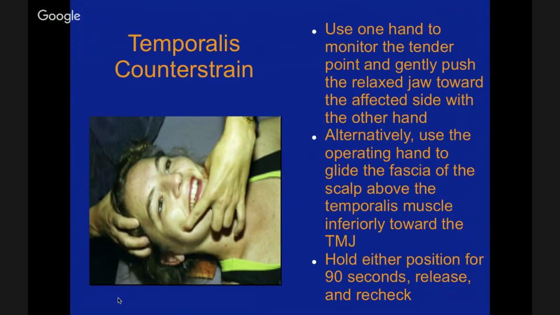The general principle for counterstrain is you want to bring the muscle into a relaxed state, and then you hold that position for 90 seconds, release and recheck, and you always want to be monitoring the point. So with one hand, you're monitoring the tender point, and then gently pushing the relaxed jaw toward the affected side so that you're bringing the origin and insertion of the temporalis muscle closer together. Alternatively, or in addition, you can apply a downward compression, or glide the fascia of the scalp over the temporalis muscle inferiorly towards the temporomandibular joint.